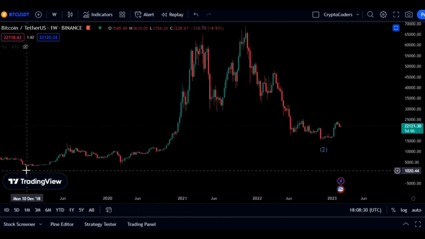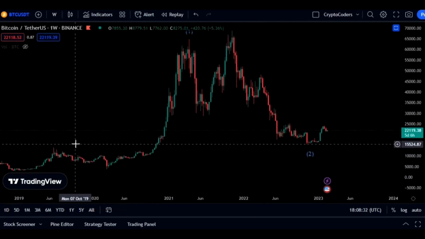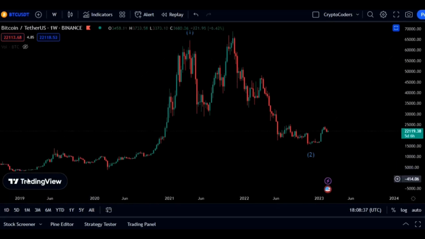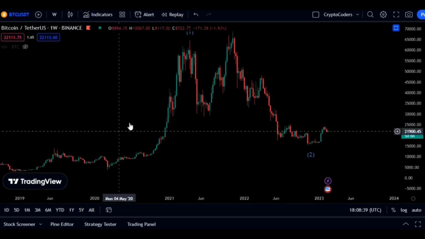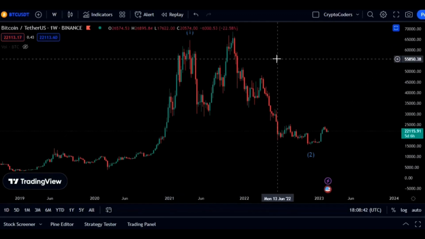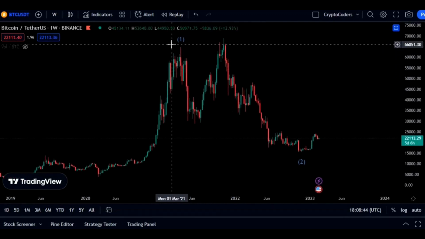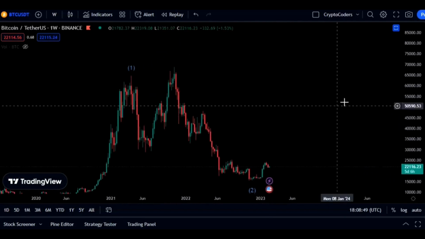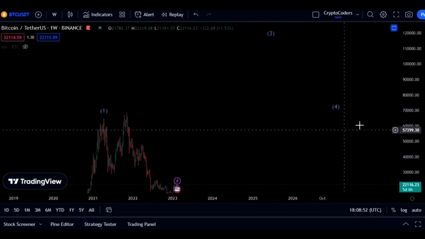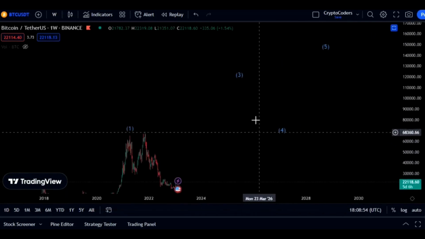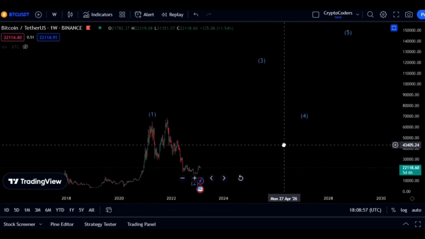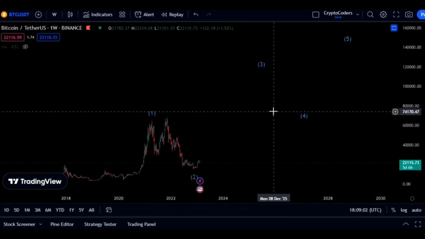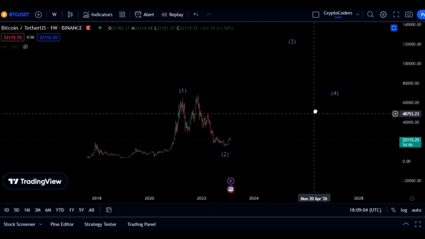So according to my Elliott wave count, from the start of 2019, this was our wave 1, our first impulse, and from then on this was our wave 2, and we will go up for wave 3, then a retracement for wave 4 and a wave 5. So this is what Bitcoin should look like in the next decade, to the end of the decade.